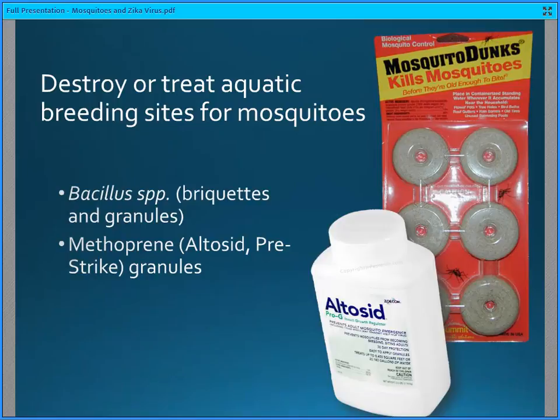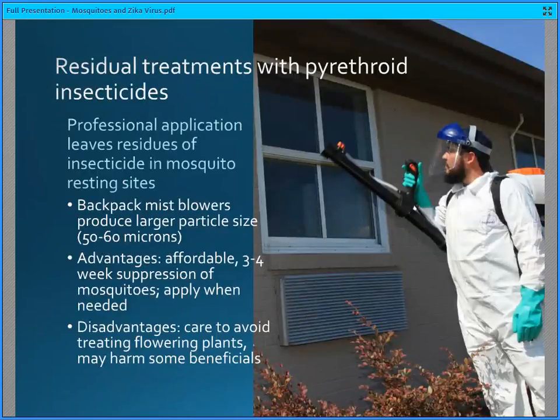It's got a little advantage over BT in that it's slower to break down. It lasts a longer time in the environment. It's typically used in a granular form, so it can be sprinkled in whatever amount you need into a water source that's breeding mosquitoes.